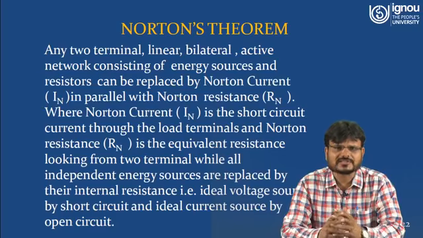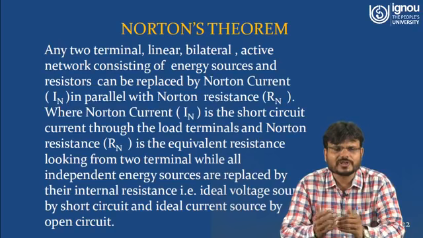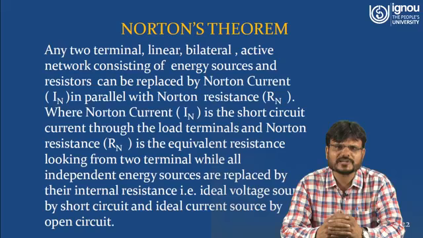Norton resistance is similar to the Thevenin resistance. That means, to calculate the Norton resistance, it is the equivalent resistance looking from the two terminals into the network while all independent energy sources are replaced by their internal resistance. Suppose there is an ideal voltage source, then you have to replace it by a short circuit. If there is an ideal current source, then you have to replace it by an open circuit.